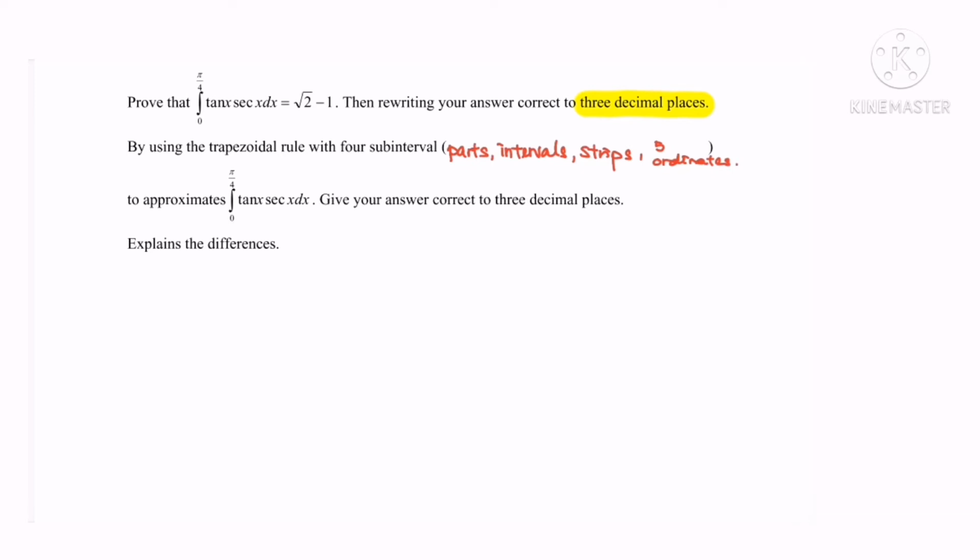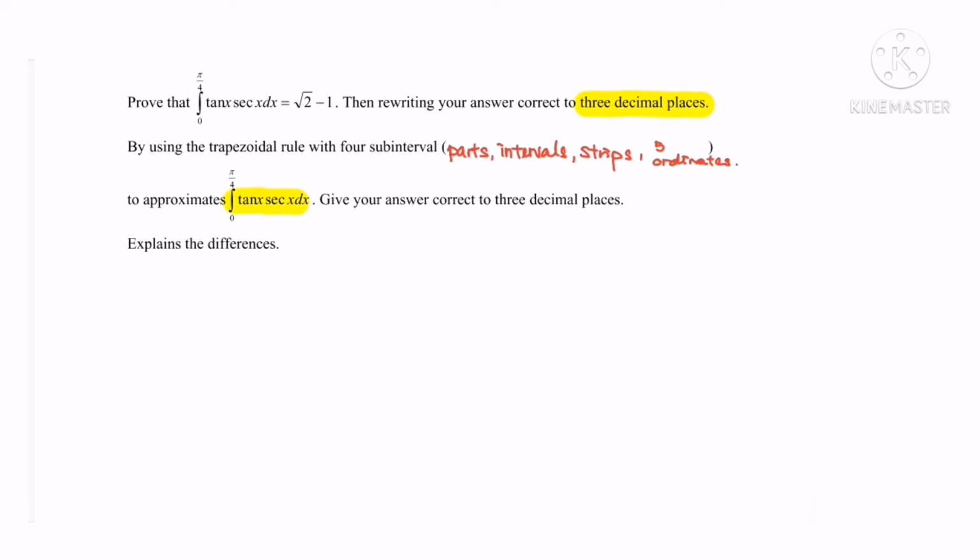So the question asks us to use the trapezoidal rule with 4 sub-intervals to approximate the situation, where we integrate tangent x secant x with respect to x for the limit 0 until pi over 4. So in here we have two situations. Number 1 is to prove that the situation is equal to square root of 2 minus 1, then rewrite it in 3 decimal places. The second question is to use the trapezoidal rule to find the situation. Finally, give your answer correct to 3 decimal places and then explain the difference.